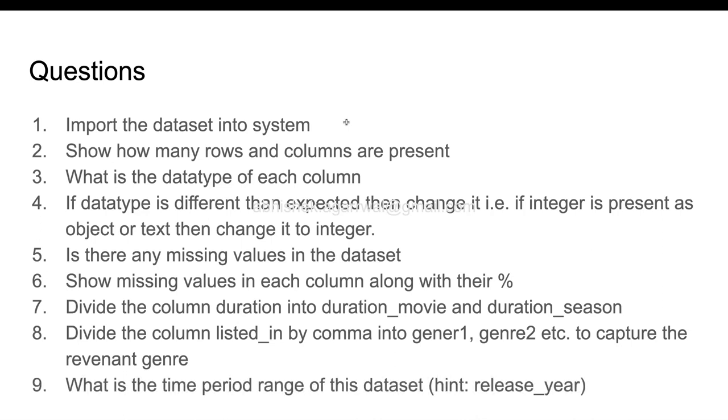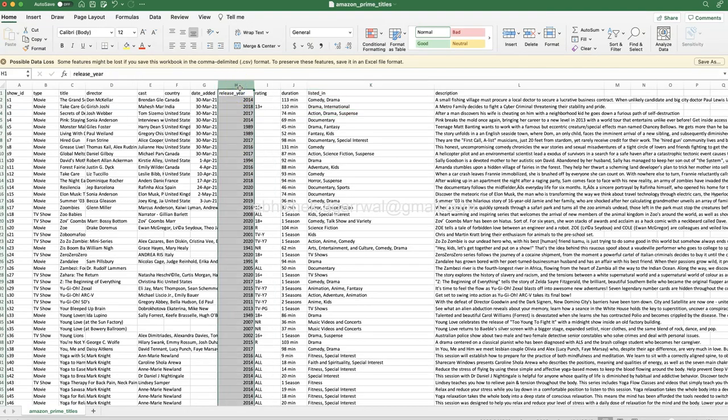Then, what is the time period range of this data set? The hint is basically the release year. The time period range is the keyword. So let's go to the release year. That is telling you to identify the minimum value and the maximum value, and subtract the minimum from the maximum. That will show whether the time period range we are showing, TV movies and TV shows, is a 10-year range, 20-year range, 50-year range, or 100-year range. What is the range that we are dealing with?